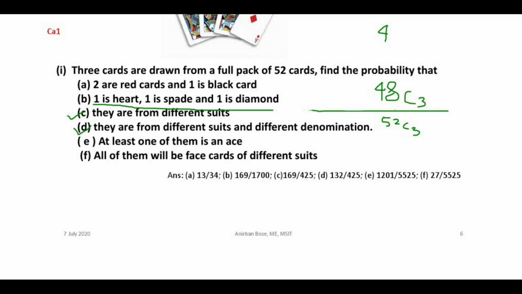So here you can see this is the probability of the event which is complementary to this event. So what will be the probability of this event? That will be 1 minus this. Okay, so this will be the answer.